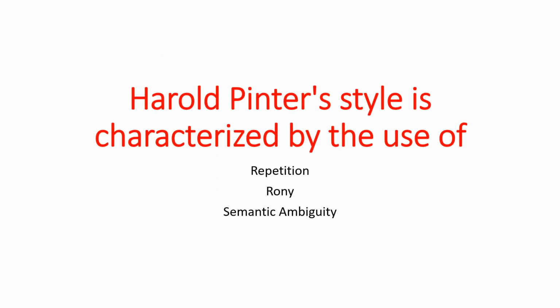Now I want to tell you something about the style and its characteristics: use of repetition, irony, and semantic ambiguity. First of all, I want to tell you about repetition. Repetition is the most important thing. I don't want to tell you the definition of repetition, because we all know it. I just want to tell you about the techniques, the style that Pinter used in his writing about repetition. Repetition is found throughout his writing via the repetition of actions and the repetition of words.